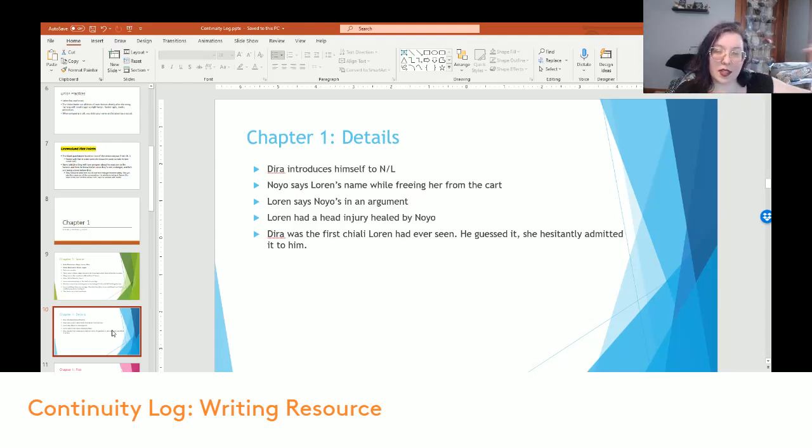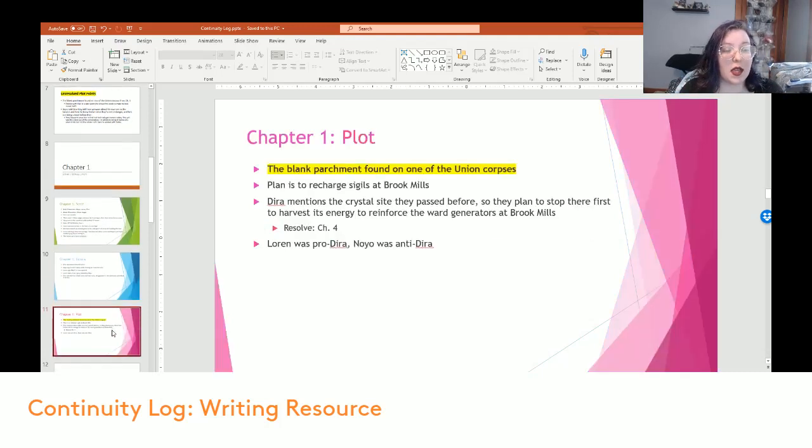So, scene is like what it looked like. Details are what happened. And plot are the events, and I highlight here what's in the unresolved plot points. These are just the events that happened that are relevant to the overarching plot.